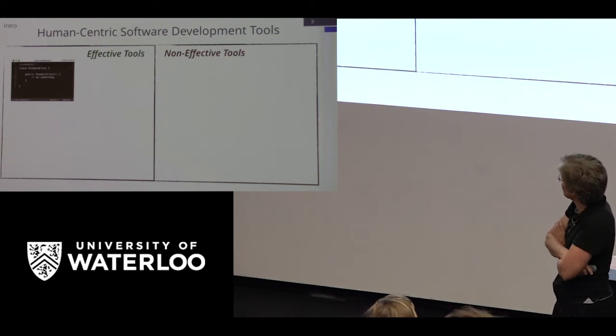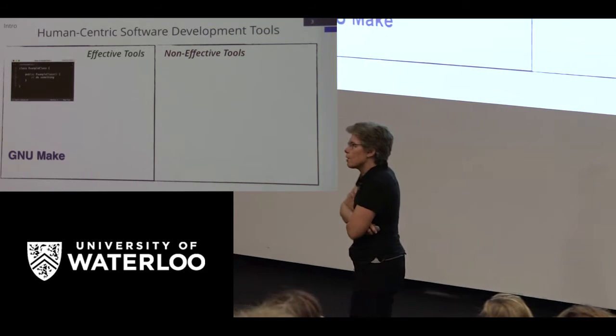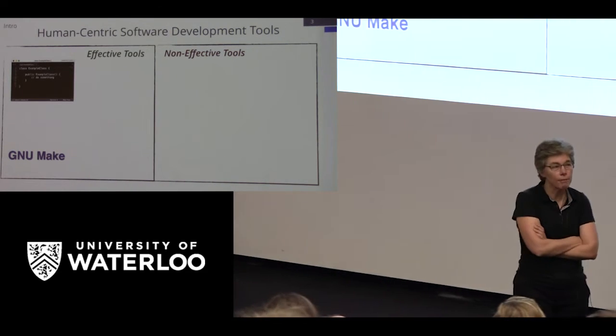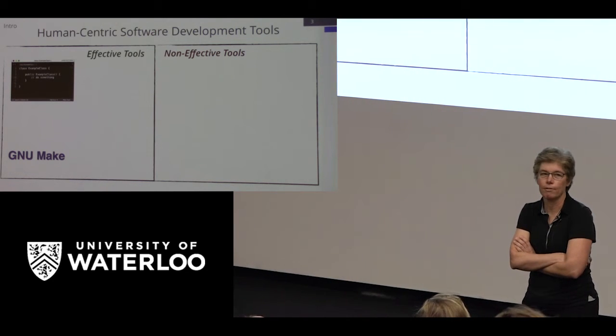That's Sublime. People like Sublime. I put tools like GNU Make, because we all love Make, those of us who are senior, right? It did a lot of work for us without the people having to do a lot of work to use it. So what goes in non-effective?